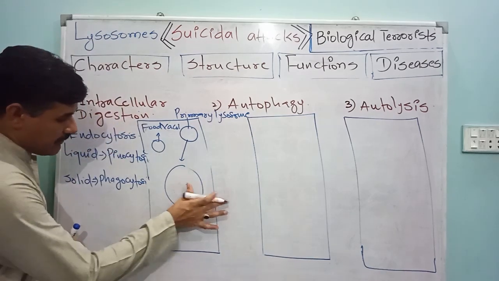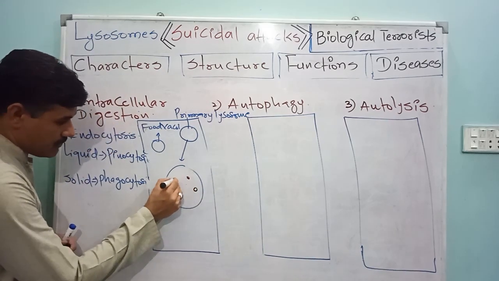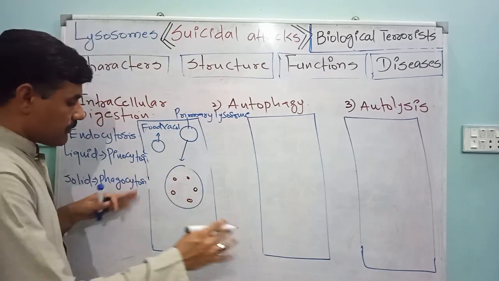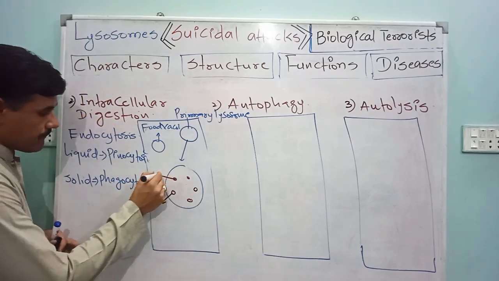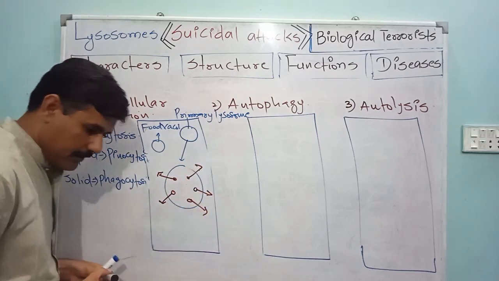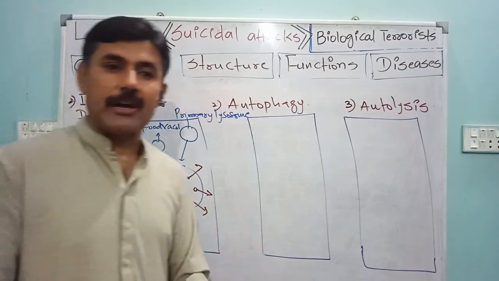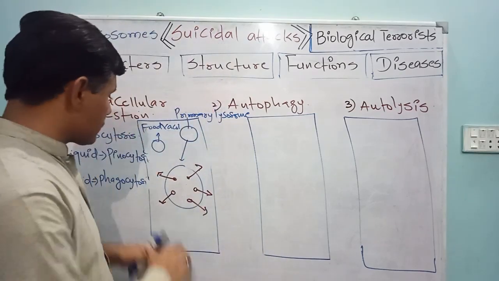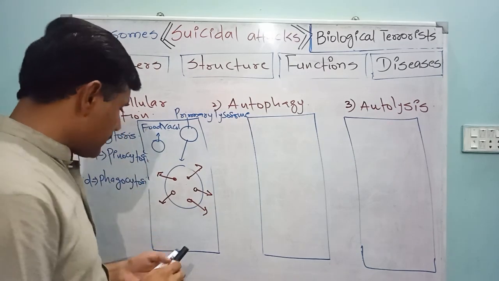When the food is digested into small molecules, these molecules then diffuse in the cytoplasm. So the food that was not digested is now digested inside the cytoplasm with the help of lysosomes. This is called intracellular digestion.